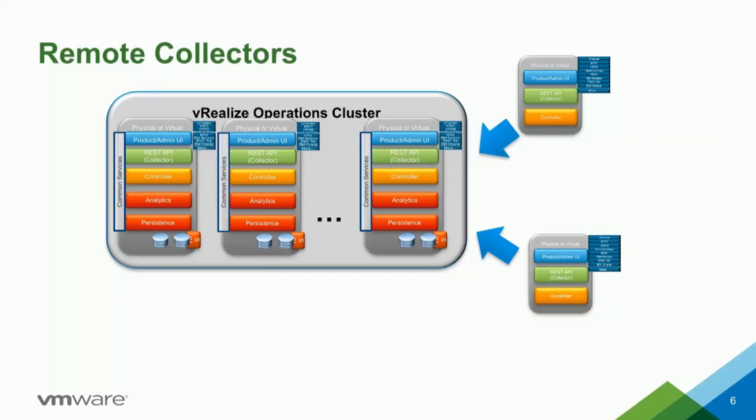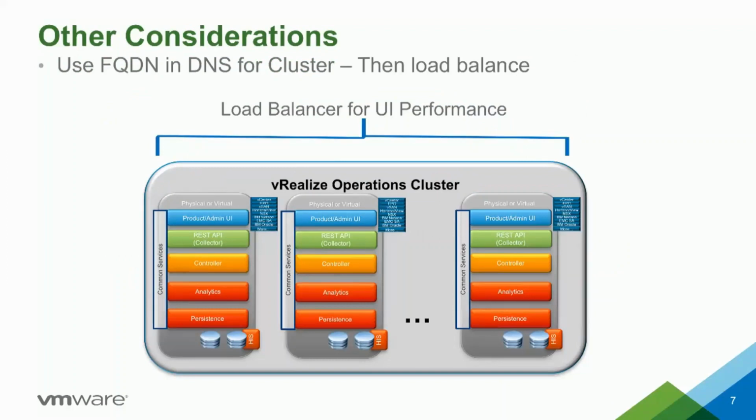One thing I want to point out at this point, when you're setting up the networking for the cluster, make sure you've got your DNS set up correctly and you're using fully qualified domain names for each of the nodes within the cluster, as well as setting up a fully qualified domain name for the cluster itself. This way you can put a load balancer in front of the cluster, and your UI users, your administrators, anybody who's going to be using vRealize Ops will initially hit the load balancer, and the load of the UI can be spread across the different nodes inside the cluster. This will increase your performance for your users.